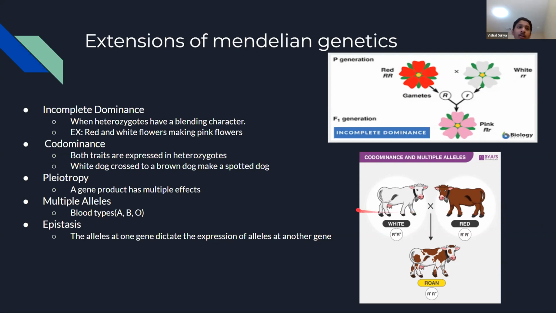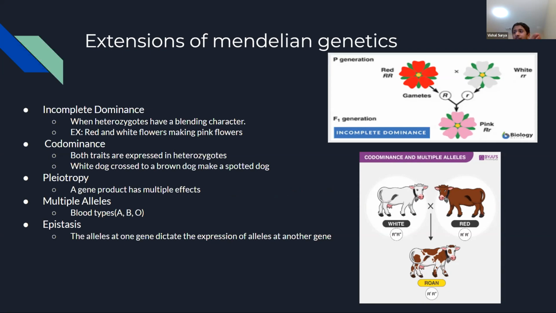Then you have pleiotropy, which is when a single gene product has multiple different effects. That can be shown in cystic fibrosis, a disease that affects a certain protein. Since that protein has so many different effects, there are a lot of different symptoms that can result. And multiple alleles, which is your blood type. There are different alleles in your blood type: the A allele, the B one, and the regular one with the O. That's another thing that differs from Mendelian genetics.